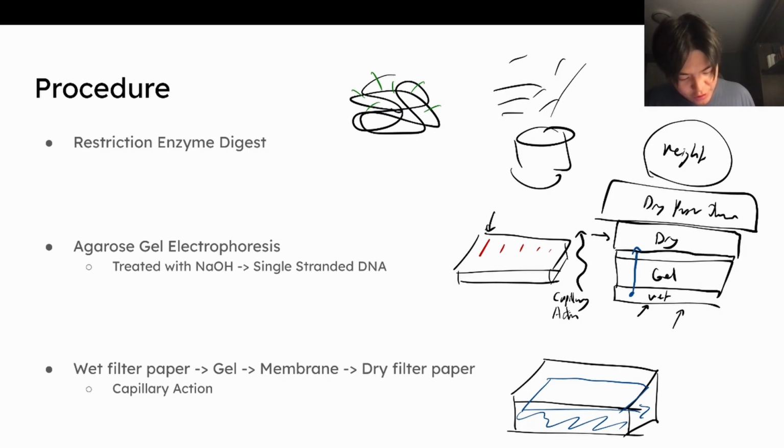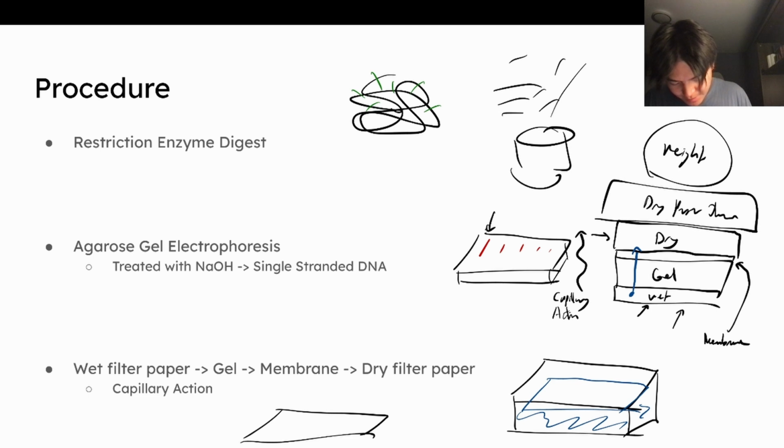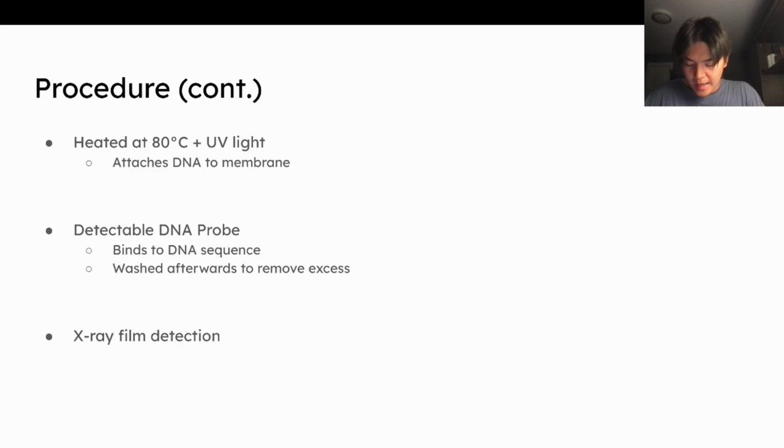Remember, the membrane is sandwiched in here. This is our membrane. And basically what we're left with is a membrane with all our DNA strands. So this is basically just the same thing as we did with the Western blot with a different mechanism. And now what we do is we heat this at 80 degrees Celsius and then we blast it with UV light. What that basically does is it attaches the DNA to the membrane itself so that it's covalently attached, so that they can't really move.